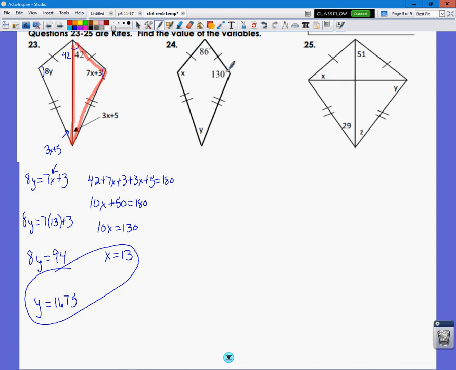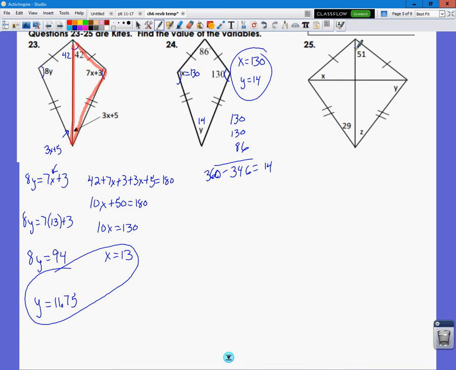In a kite, the angle that's between the two non-congruent sides would be the same, so x is 130. There are 360 degrees in any quadrilateral. I've used 130, 130, and 86. So I have used up a total of 346 of my 360 degrees. So my remaining angle is 14, which means y is 14.